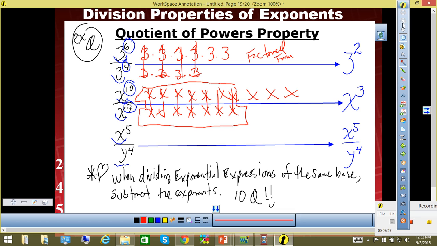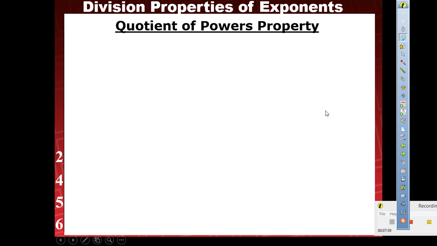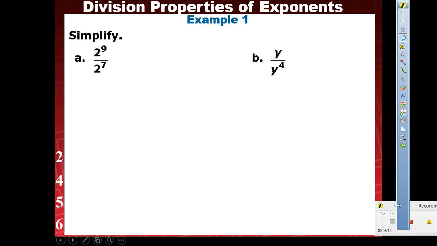Let's do some practice. Copy this, please. Example 1, it says simplify. For a, it's 2 to the 9th over 2 to the 7th. At the end, simplify it all the way through with a computation. And then b, we got y over y to the 4th. See what you get. Go. Copy that.